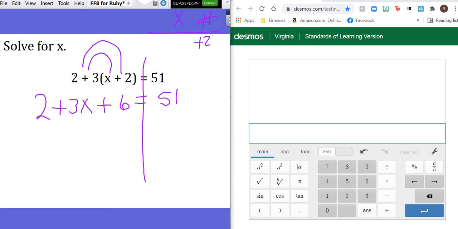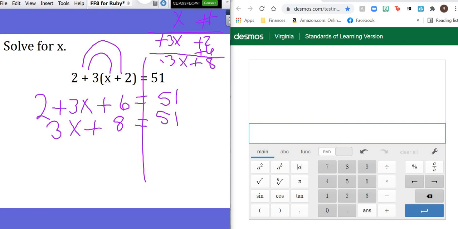We have a positive 2. We have a positive 3x. And we have a positive 6. So let's put those all together. And I'm just going to write it down here. 3x plus, and then 2 plus 6 is 8 equals 51. So this was 3x plus 8. And that's where this came from. Okay? Now, if you put your thumb over that 3x, you know you have to move that positive 8 out of there.